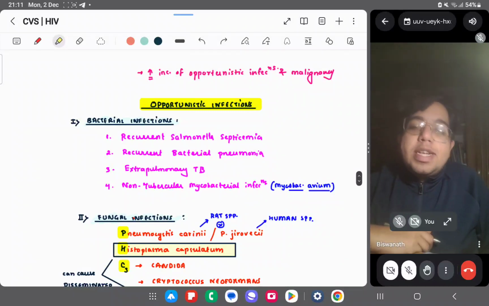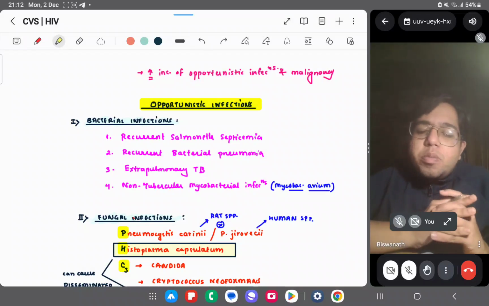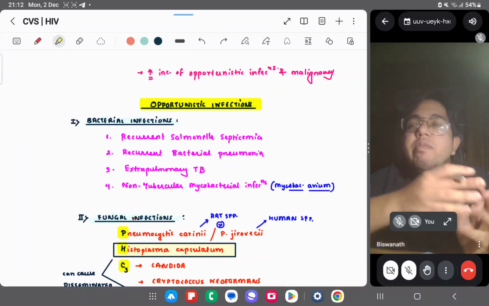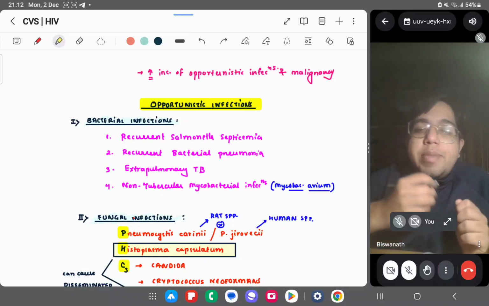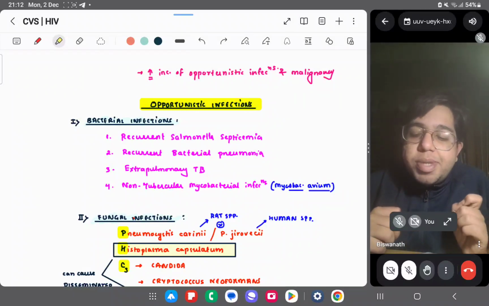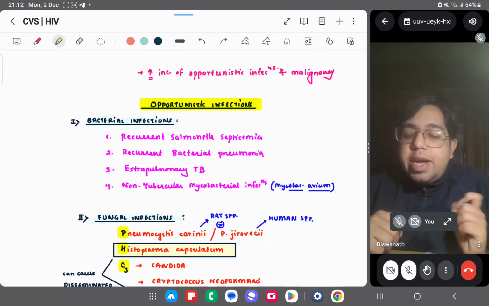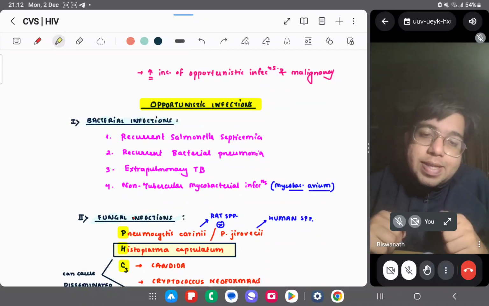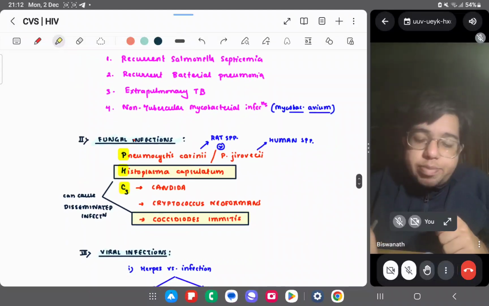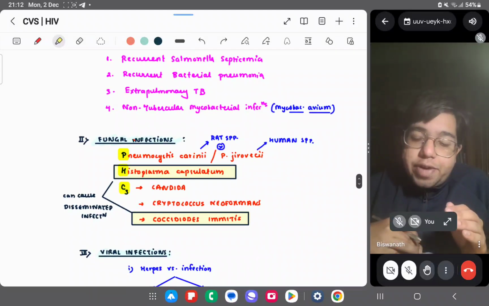Okay, so let's talk about bacterial infections first. With bacterial infections, we can have infections by Salmonella, some kind of bacterial pneumonia, extrapulmonary TB, and non-tubercular mycobacterial infections like Mycobacterium avium complex (MAC), right? Infection by this also.